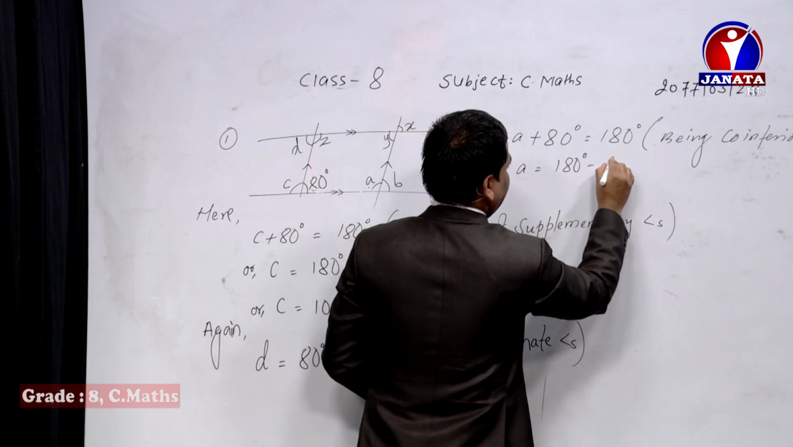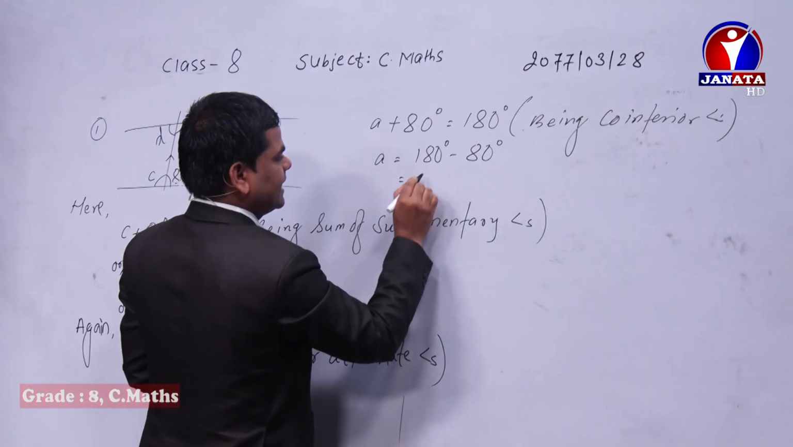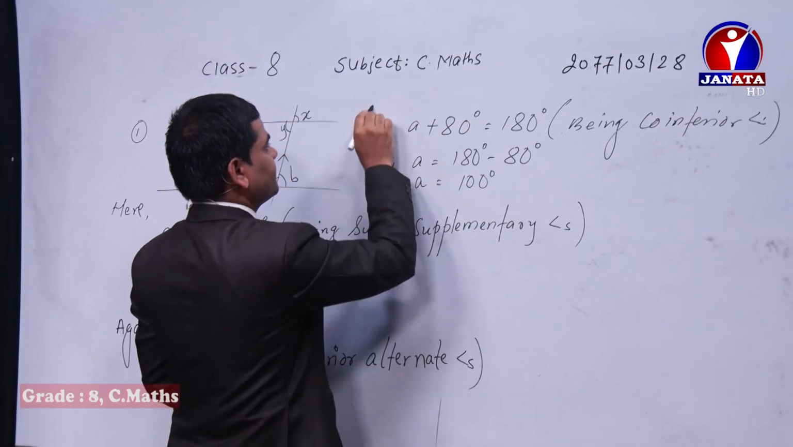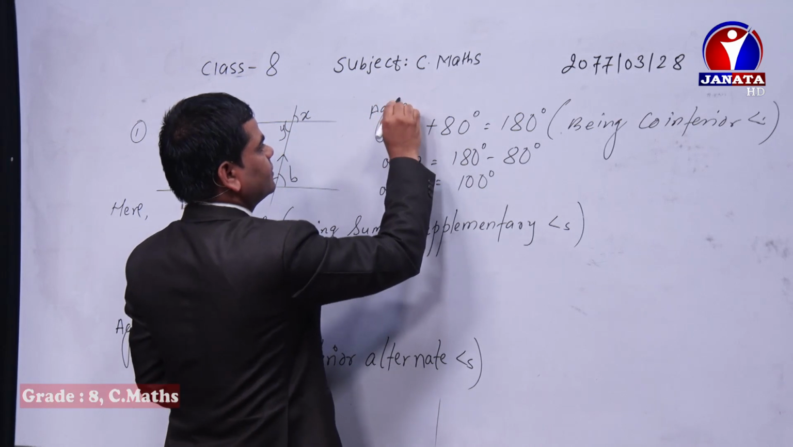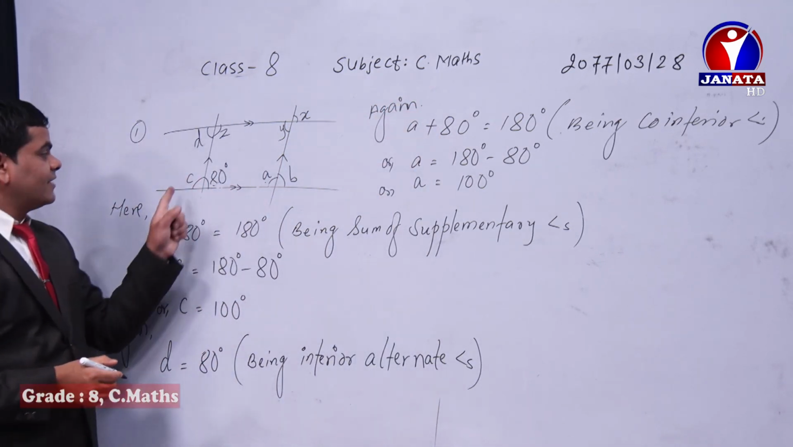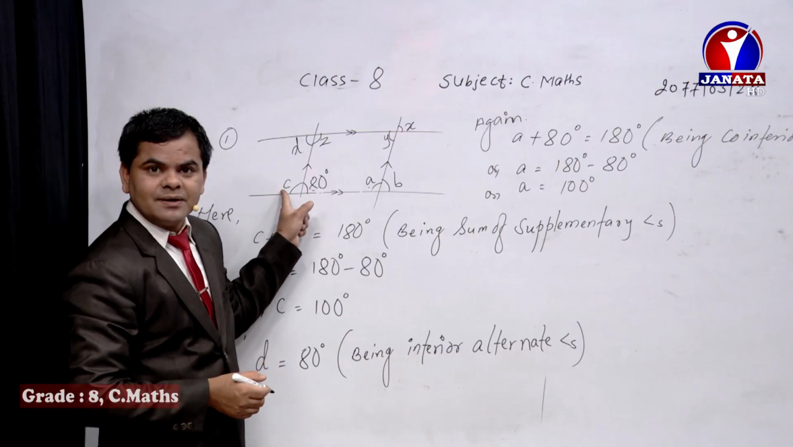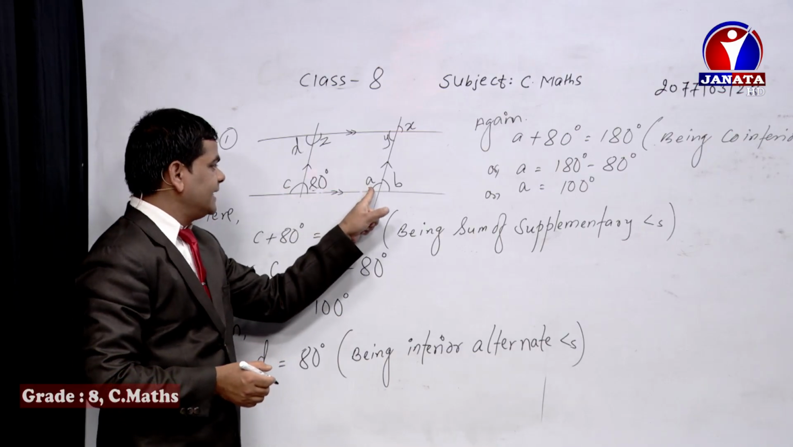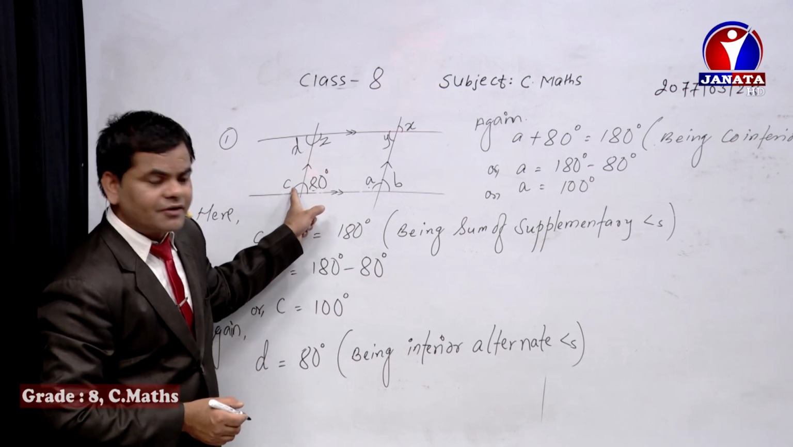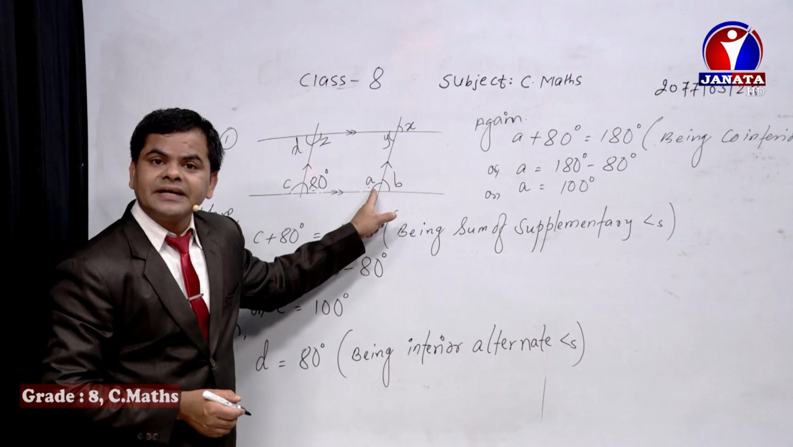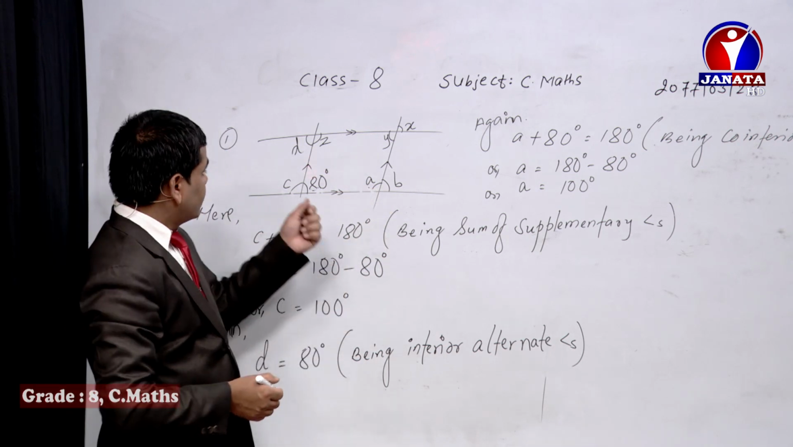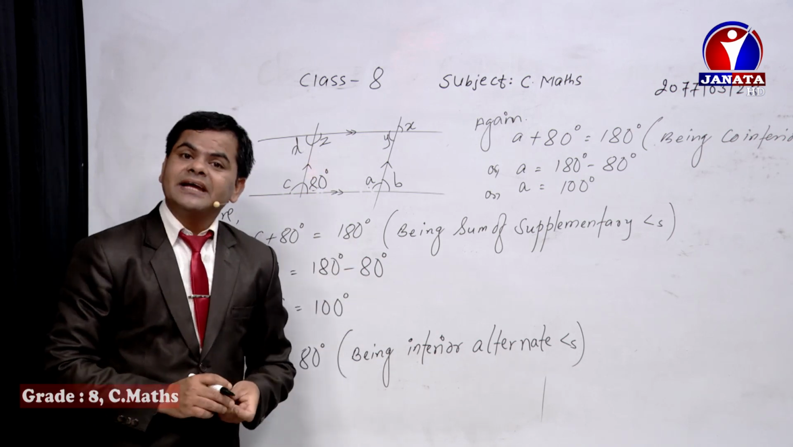180 degree minus 80 degree, it came as 100 degree. Or there is another way, dear students. There is another way as well to find out the value of A. A equals C, because A and C are corresponding angles, and the property of corresponding angles is that they are equal to each other.